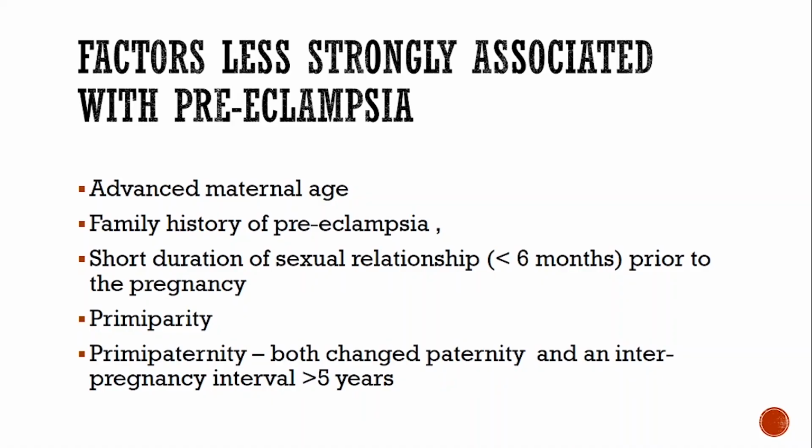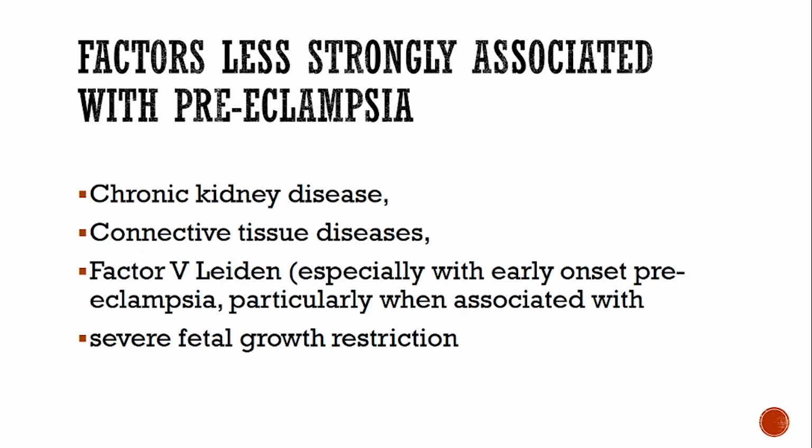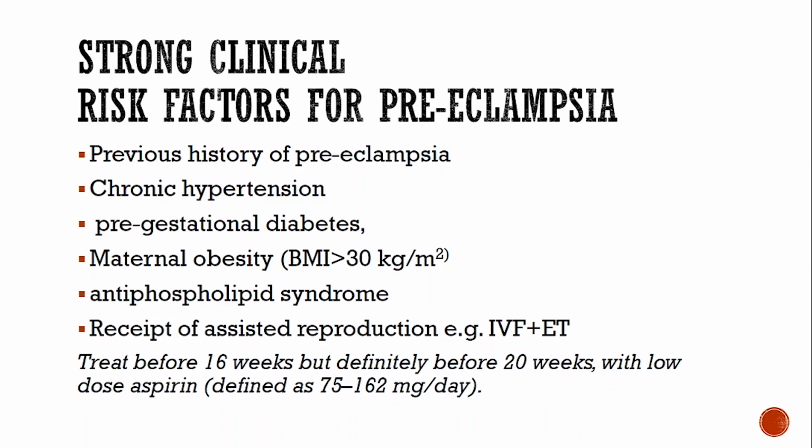What are the predictors of preeclampsia? We have mentioned all this earlier, but there are the less strong associations of factors at risk. Primary parity is one of them. If a patient is a primary gravida, that has been said to be a strongly associated risk factor for development of preeclampsia. Advanced maternal age has also been notified, and also the short duration of sexual relationship less than 6 months prior to the pregnancy, and primary paternity, or change in paternity, and interpregnant interval of more than 5 years. Factors less strongly associated with preeclampsia: chronic kidney disease, connective tissue disease, and factor 5 Leiden.